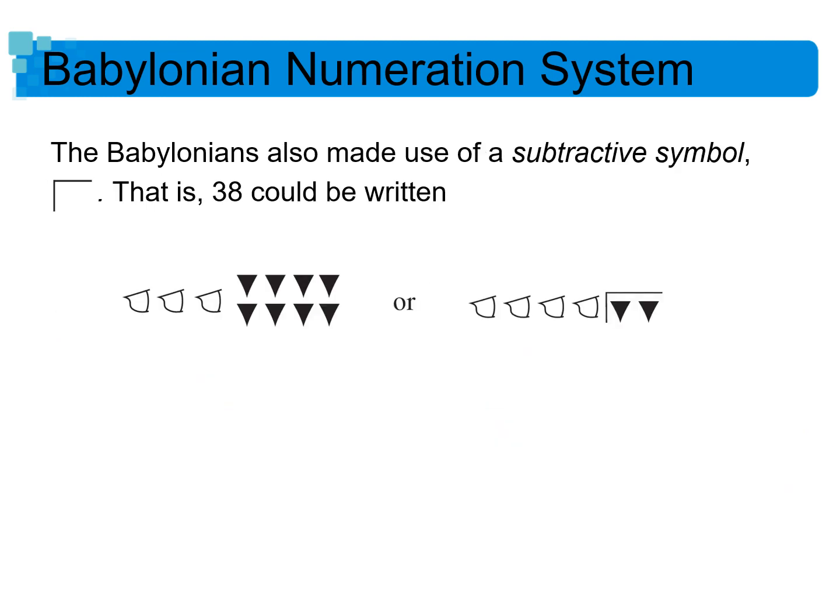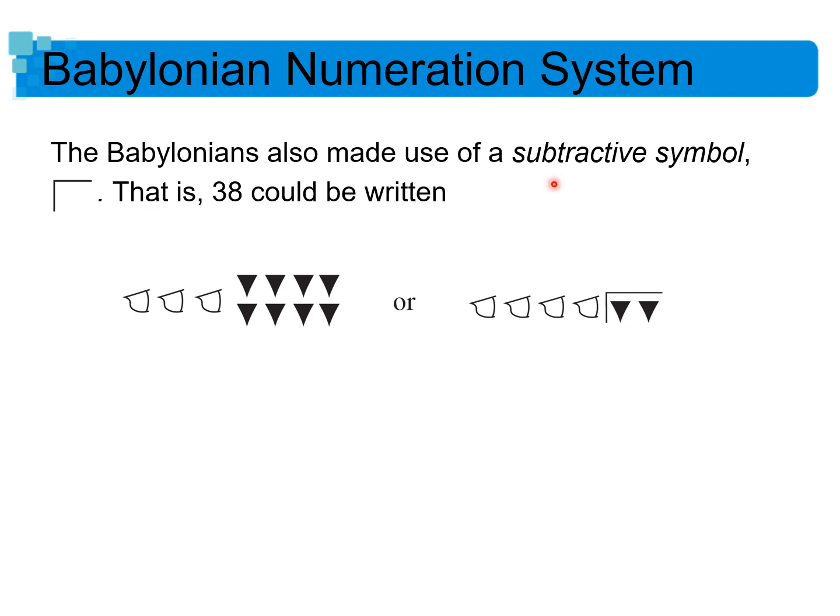Since the Babylonians only had two symbols, they made up for it by using all of these different interesting ways. They had a subtraction symbol, and this little bar right here is the subtraction symbol. For the example 38, you could write 3 10s and 8 1s. Or you could write 40 and then the subtraction symbol and subtract 2. So 38 could be written either way.